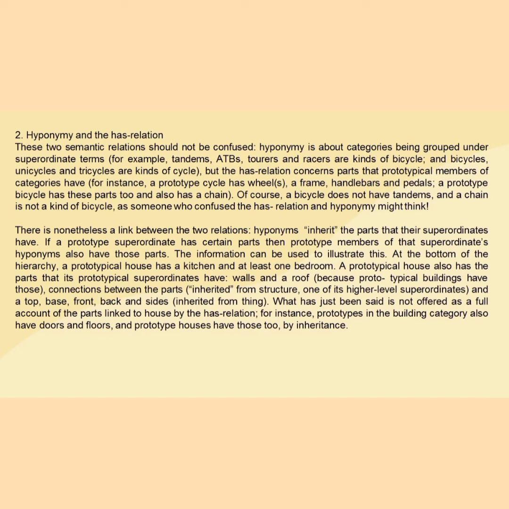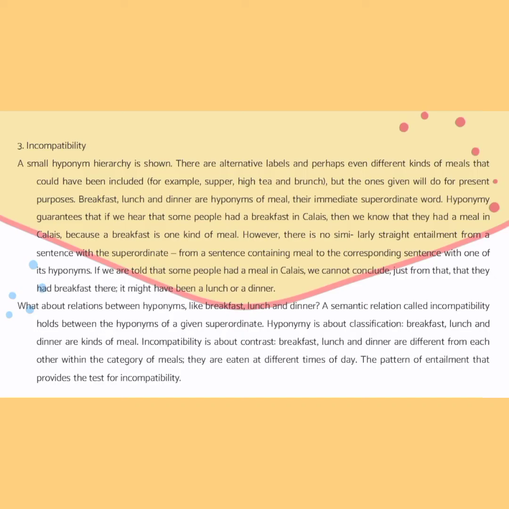What has just been said is not averred as a full account of the parts linked to house by the has relation. For instance, prototypes in the building category also have doors and floors, and prototypical houses have those too by inheritance. Number 3. Incompatibility.